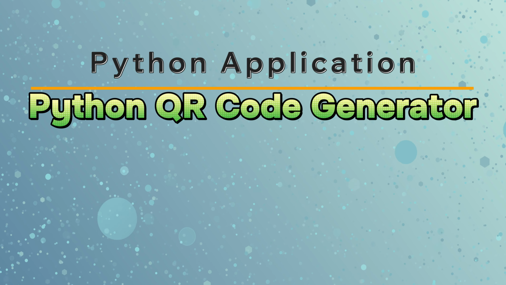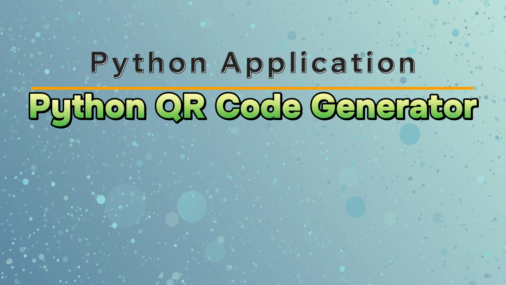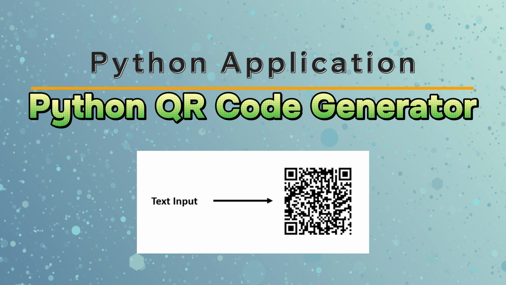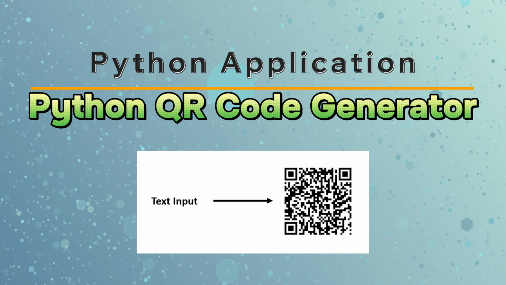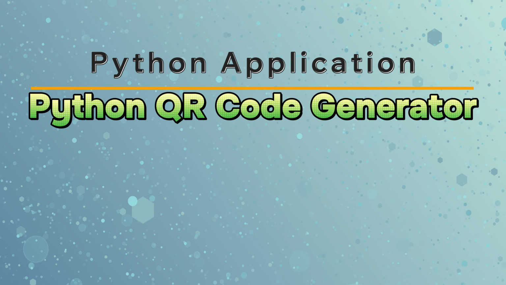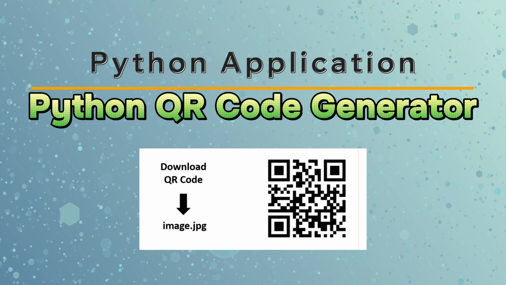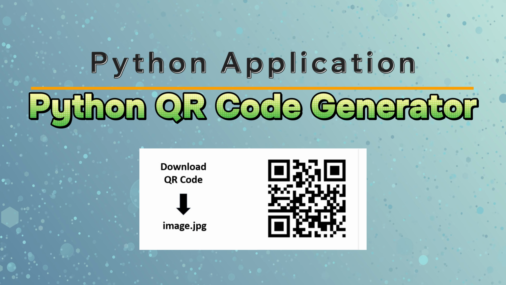In this video, let us learn a Python application that is a QR code generator. Using this application, we can give input as text and this application will generate a QR code for us. And also we can add another feature that is to download the QR code as an image. So let's try to understand this particular application.